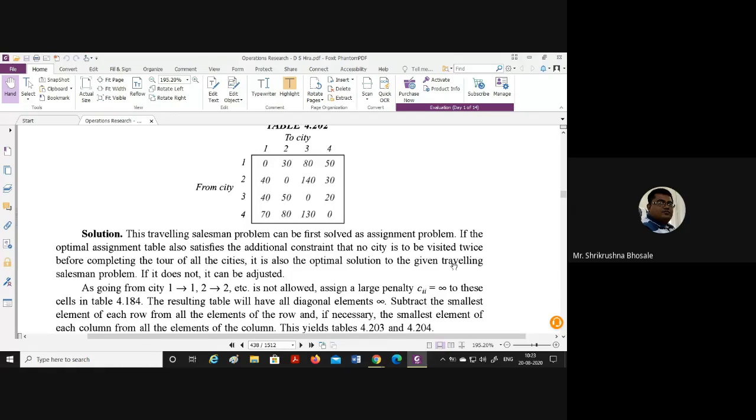And initially your allocation may be like this: 1 to 1, 2 to 2, 3 to 3, and 4 to 4. What does it indicate? That means the salesman visits one city and ends the tour.